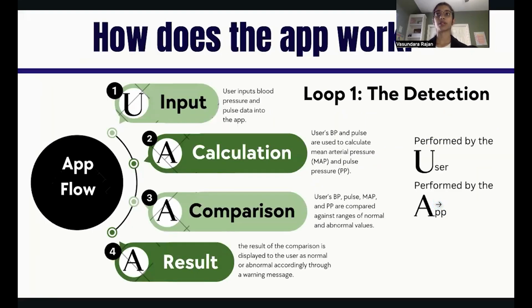So how does this app work? There are two main parts in the app. The first is detection. In this part of the app, first the user inputs blood pressure and pulse data into the app. Using that data, the app calculates mean arterial pressure and pulse pressure. After that, the user's blood pressure, pulse, MAP, and pulse pressure are compared against ranges of normal and abnormal values. Finally, the result of the comparison is displayed to the user as normal or abnormal accordingly through a warning message.